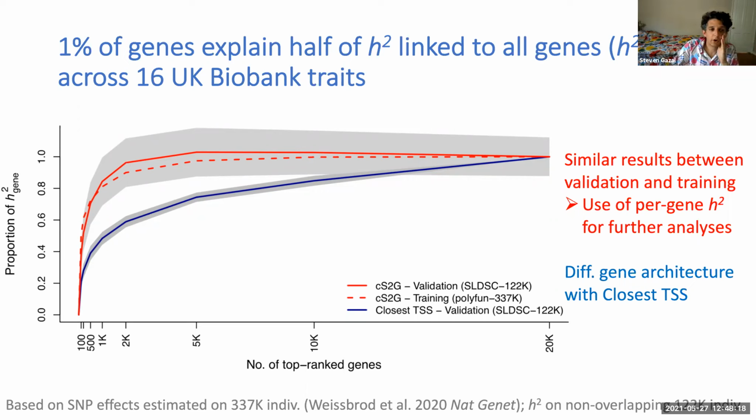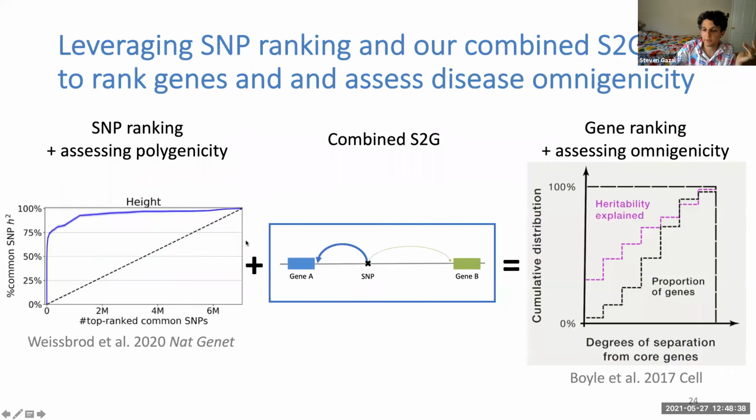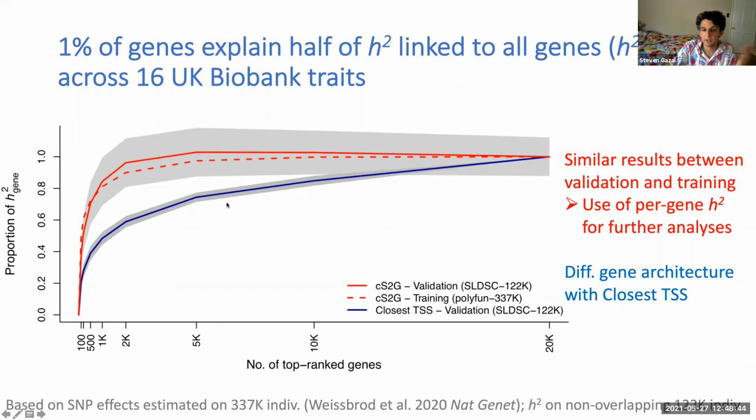Two things we observe next. The first one is that when you use the closest TSS approach rather than the combined SNP-to-gene strategy, you get a really different gene architecture, where nearly all the genes are involved in a disease. That is the architecture that has been suggested by the Omnigenic paper, but we are showing here that it's actually not the right architecture. It seems that around 1% of the genes explain half and 10% explain everything.